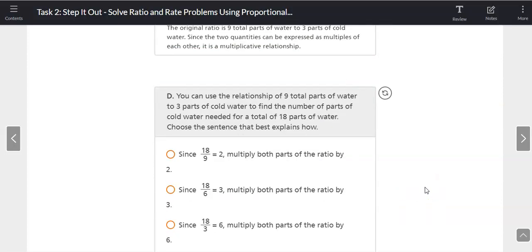D. You can use the relationship of 9 total parts of water to 3 parts of cold water to find the number of parts of cold water needed for a total of 18 parts of water. Use a sentence that best explains how.